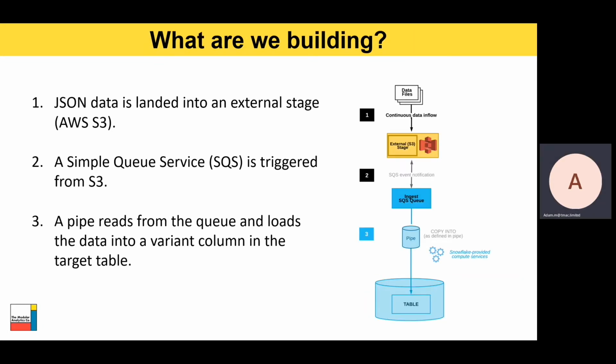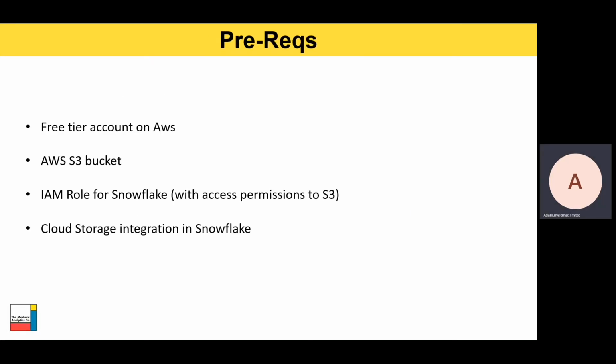So in this video, I'm going to show you a demo of what the diagram shows on the right hand side of this slide. This diagram is taken from the official Snowflake documentation and it shows three specific steps. In step one, JSON data is landed into an external stage, in this case, AWS S3. There's a SQS event notification, which is triggered by certain activities on the S3 bucket. Finally, a SnowPipe reads from the queue and loads the data into a variant column in the target table within Snowflake.